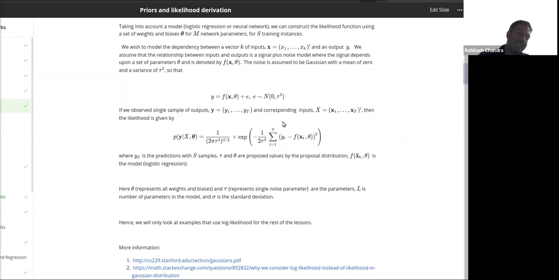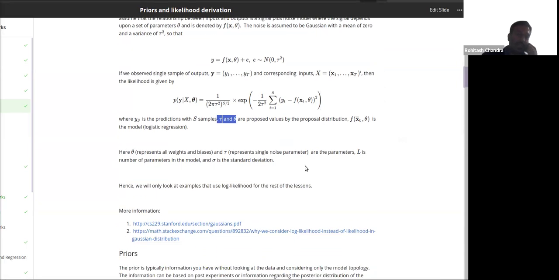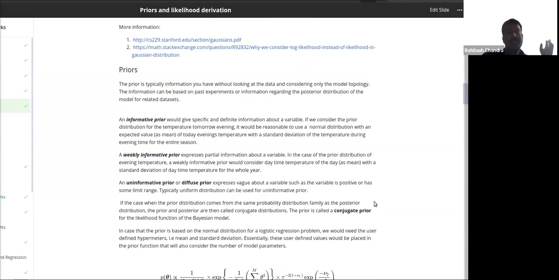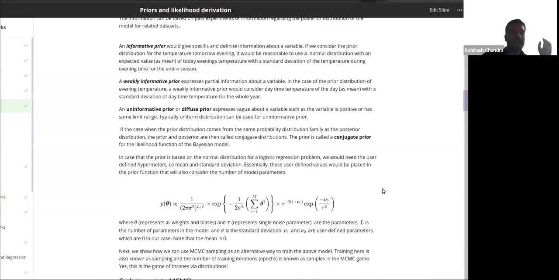So in this Gaussian likelihood, the theta and the tau: the theta is the set of weights and biases, and the tau is the variance that captures the noise. These are the things that are proposed at every iteration of the sampling process. Theta represents the weights and biases. Tau represents a single noise parameter because we have a single value that we are predicting. Even for a set of values, you can have multiple taus, or you could have a single one, depending on how you define the model. We have a very simple model to begin with.